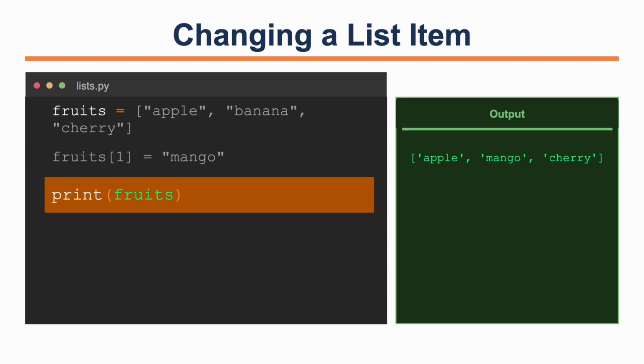Apple is still at index 0. Mango has taken the place of banana at index 1. Cherry is unchanged at index 2. Only the item we targeted was affected. Everything else in the list stayed exactly the same.